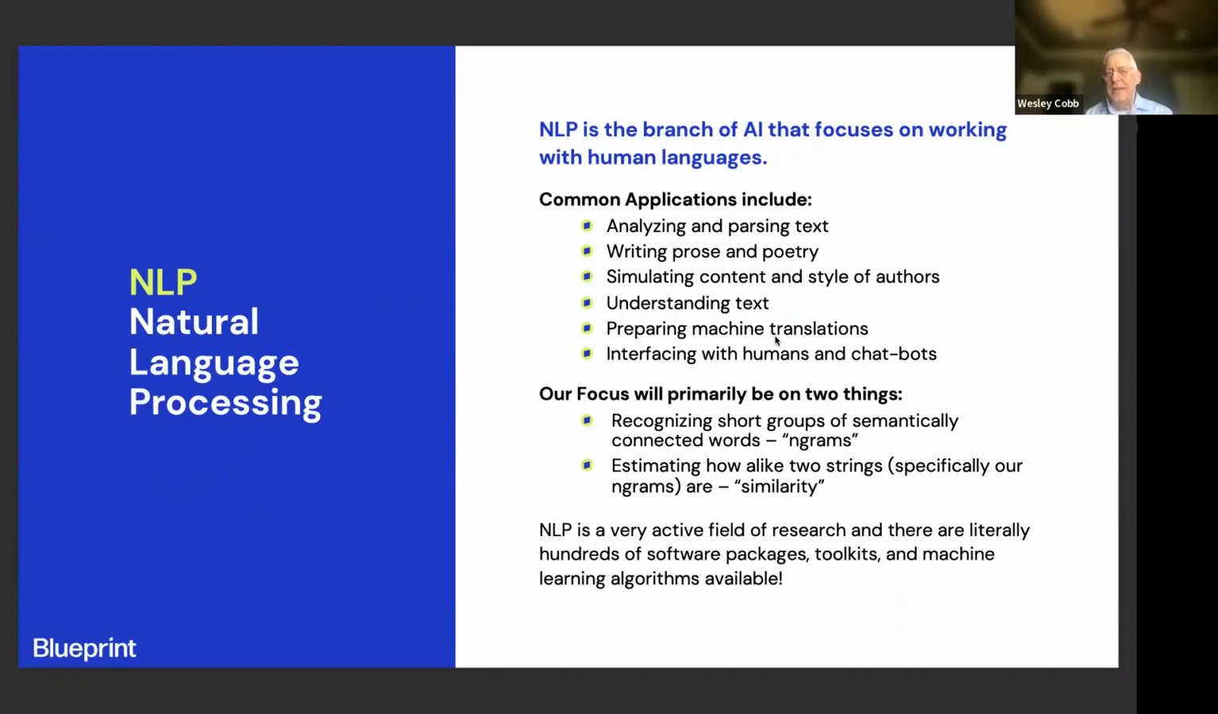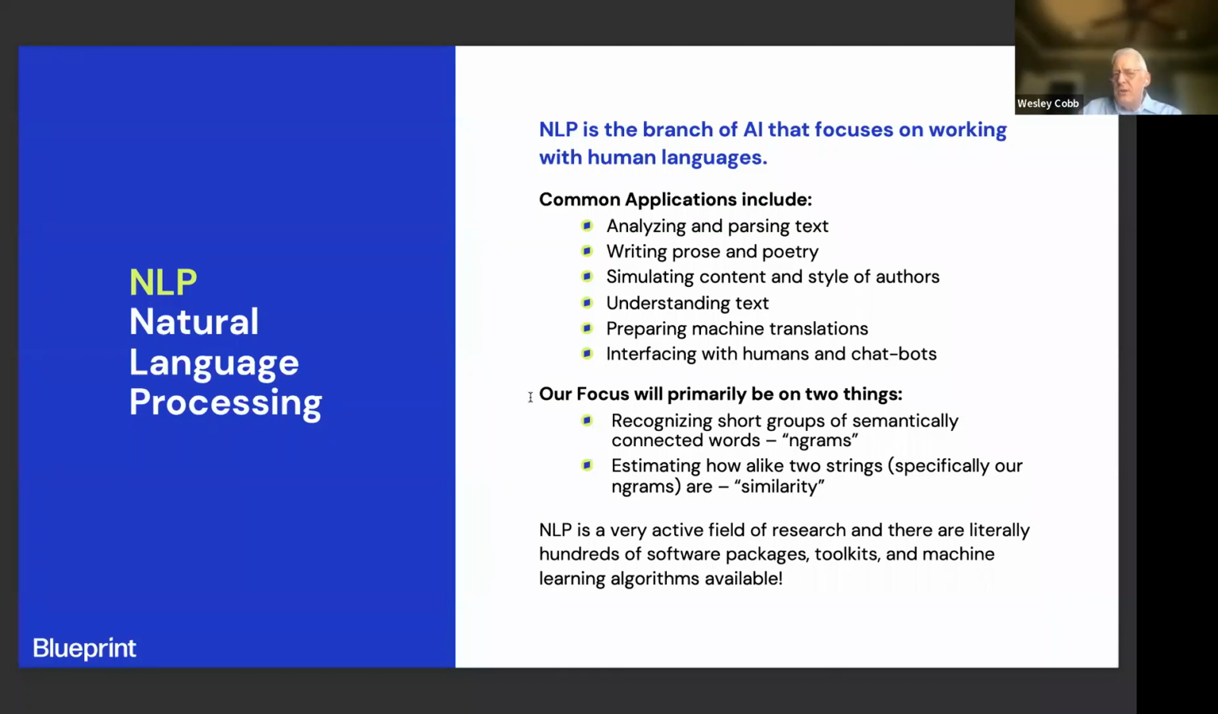It does all sorts of things. It can analyze and parse text and tell you this is a noun, this is a verb, and so on. It can actually be used to write prose and poetry, which sounds crazy, but you can actually do it. You can create an algorithm that will learn the style and content approach that various authors use. You can have an algorithm, for example, learn to write things in the style of Lewis Carroll, Jabberwocky, and so on. You can try to understand what the text really means, not just repeat the words. You can prepare translations between different languages, which, of course, requires several of those things you've just mentioned.